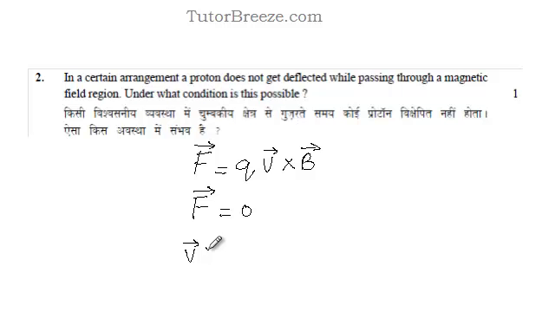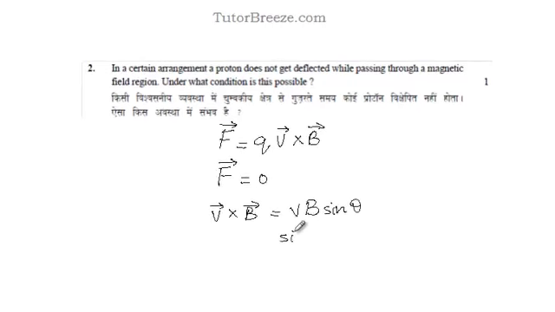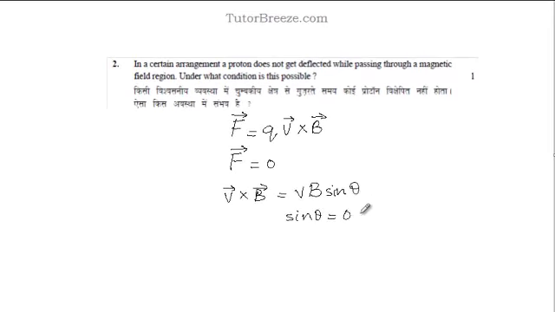Now v cross B is equal to the magnitude of v times the magnitude of B times sine theta. This means that sine theta equal to 0 gives a possible condition when the force on the charged particle is 0. So if sine theta is 0, that means that the charged particle has a velocity v and it enters in the direction of the magnetic field. This is the direction of the magnetic field and this is the direction in which the charged particle moves. So the answer to this question would be sine theta equal to 0.